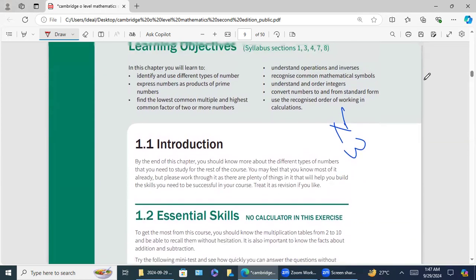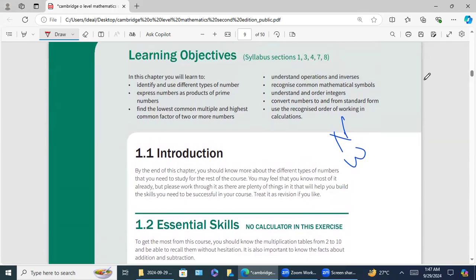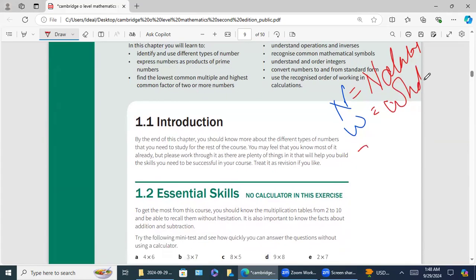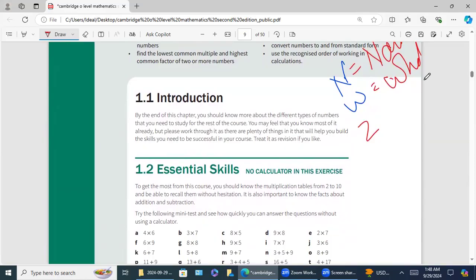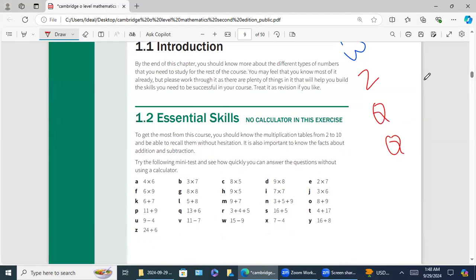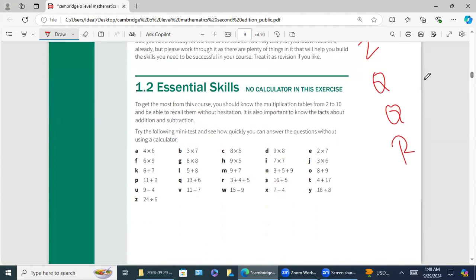What is a number system? As you know, the well-known number sets are natural numbers, whole numbers, integer numbers, rational numbers, irrational numbers, real numbers, and complex numbers.